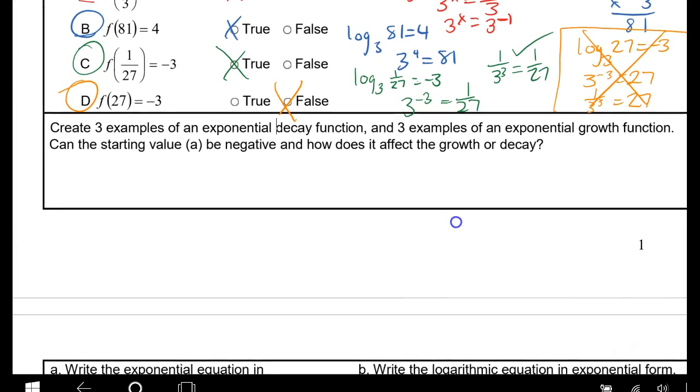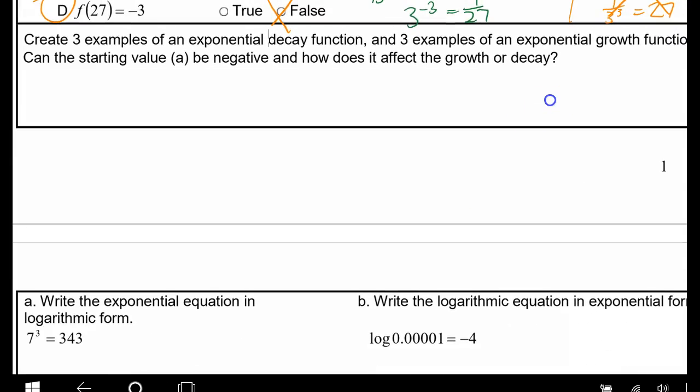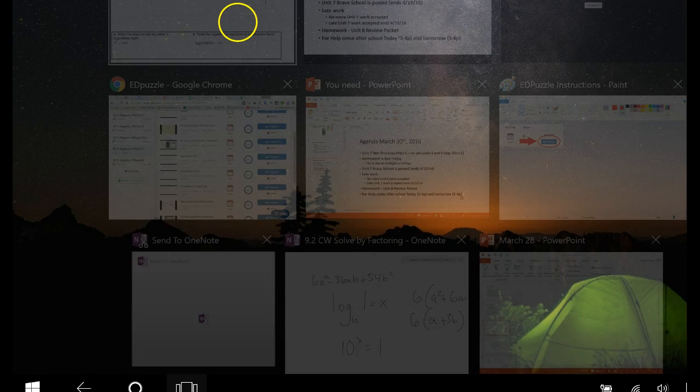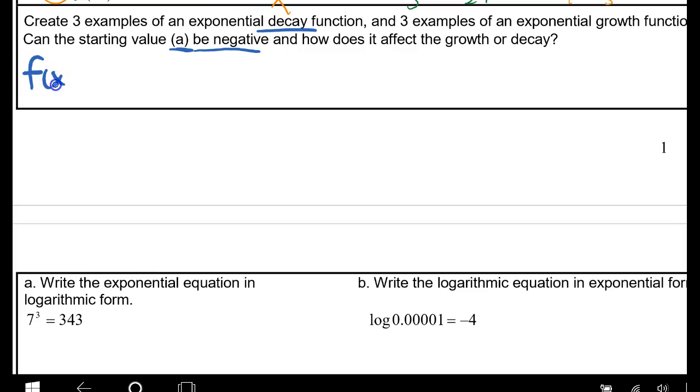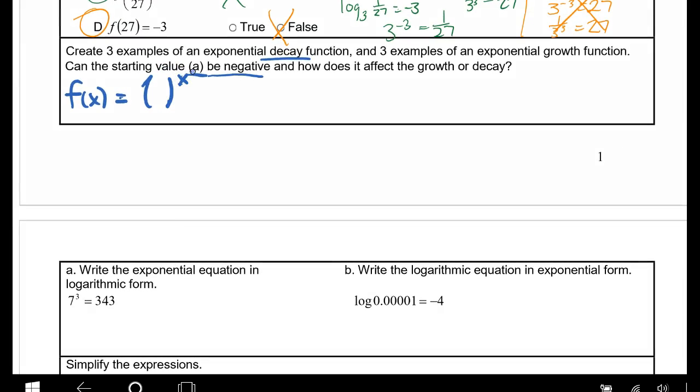Okay, so this next problem, all it's asking you to do is write 3 examples of an exponential decay function and 3 examples of an exponential growth function. So let's first make our decay function. So f of x equal to some number in parentheses raised to the power of x.